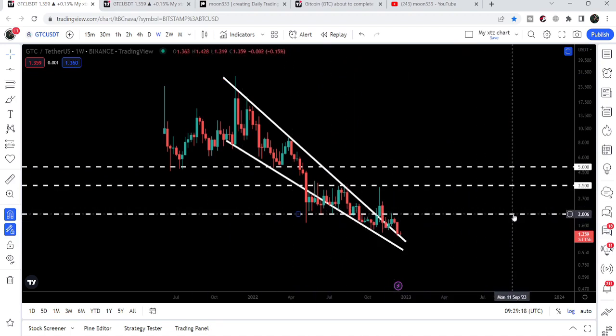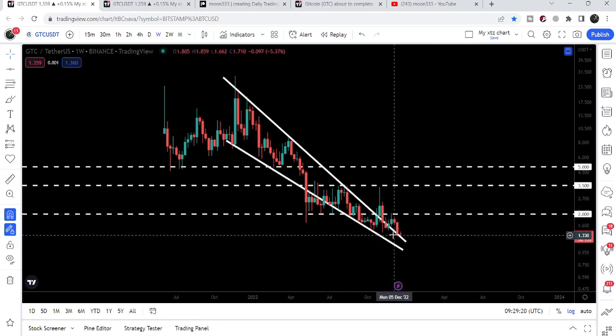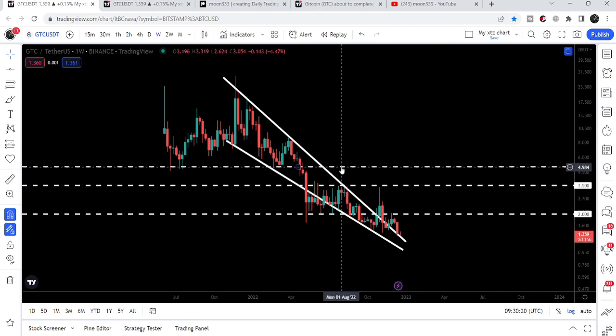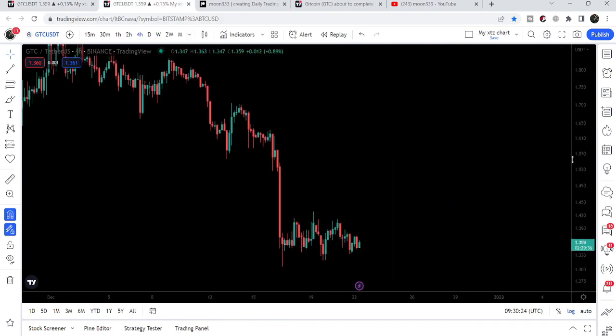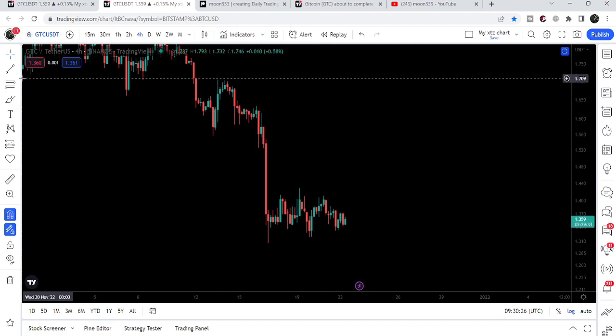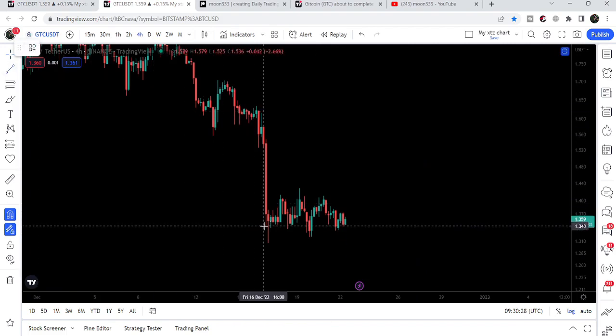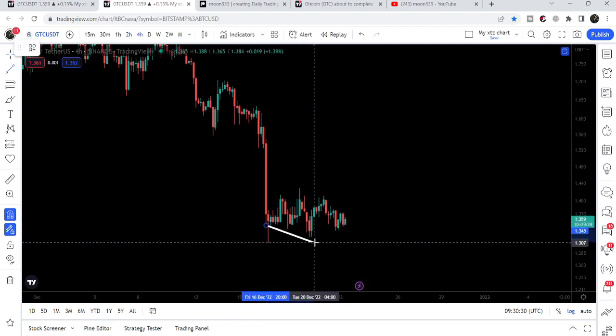Here we have, by the way, a very strong resistance at $2. And in order to start a long-term move to the upside, the price line still needs to break out this $2 resistance as well. Now, if we switch to the smaller time frame here on the 4-hour time frame chart, we have a formation of a diamond bottom pattern here on this chart.